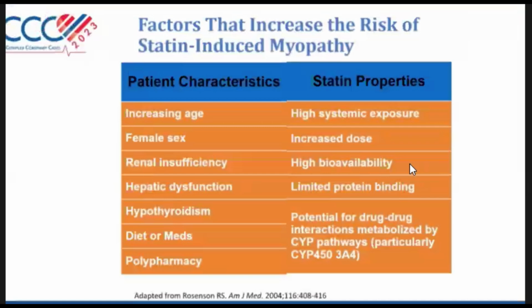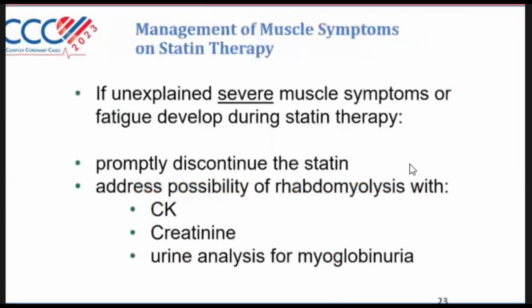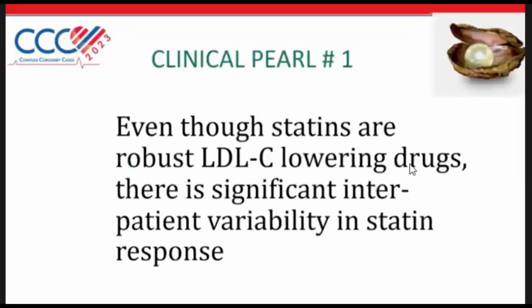What are the factors that increase myopathy? Hypothyroidism and renal failure can increase the risk of myopathy, and among the drug factors, as I said, lipid solubility and increased dose can increase the side effects of statins. So when the patient complains of severe muscle symptoms, what do you have to do? You have to stop the statin first and do CK, creatinine, and urine analysis for myoglobinuria, because with severe muscle symptoms you have to exclude rhabdomyolysis. That is the other important message during statin usage.